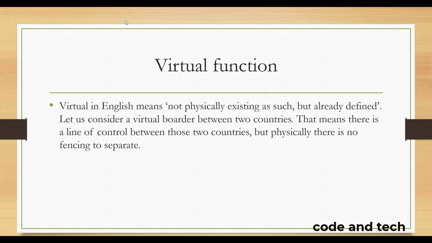Let us consider a virtual border between two countries. That means there is a line of control between those two countries, but physically there is no fencing to separate them. Here we are discussing a function's implementation from a virtual perspective in C++.